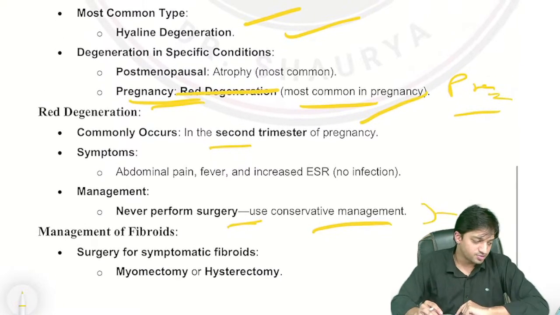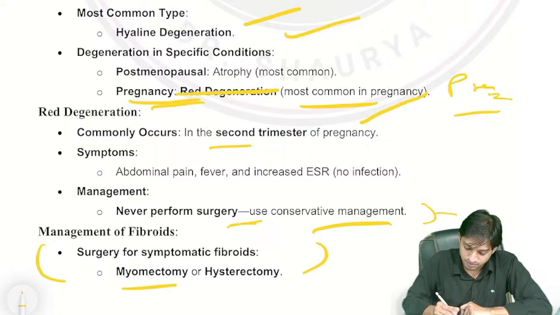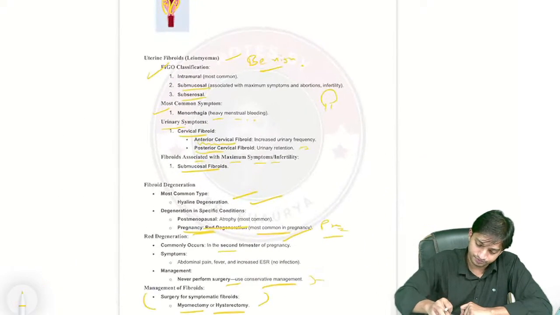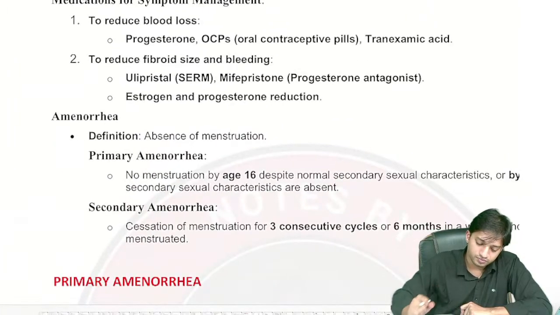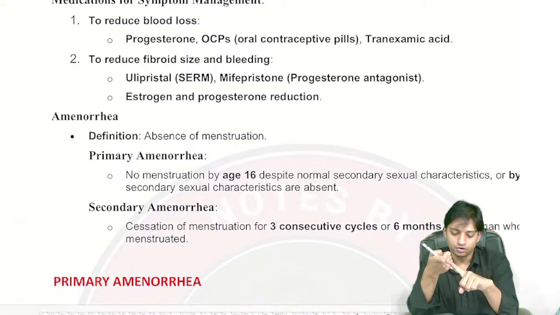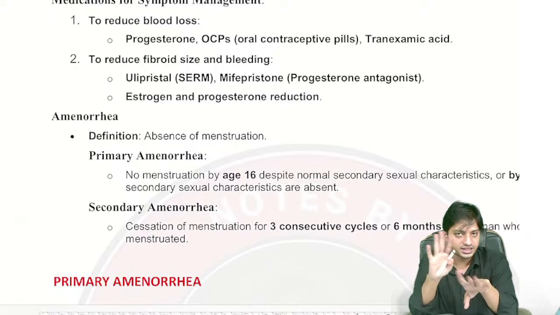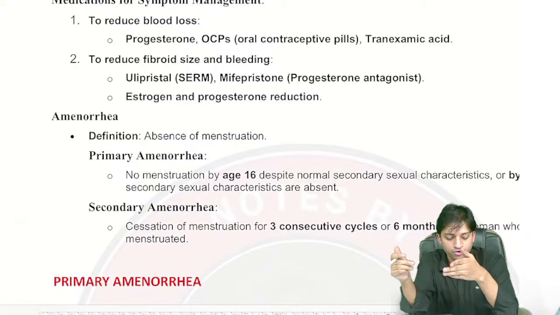Now coming to the management of the fibroids. Surgery for symptomatic fibroids is myomectomy or hysterectomy. You already know. Now, medications for symptomatic management. One is to reduce blood loss. You give the progesterone, then you give the OCPs and tranexamic acid. You have to reduce blood loss, right?